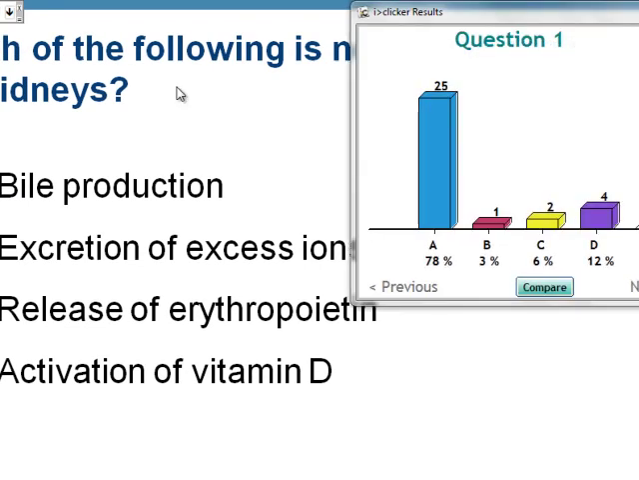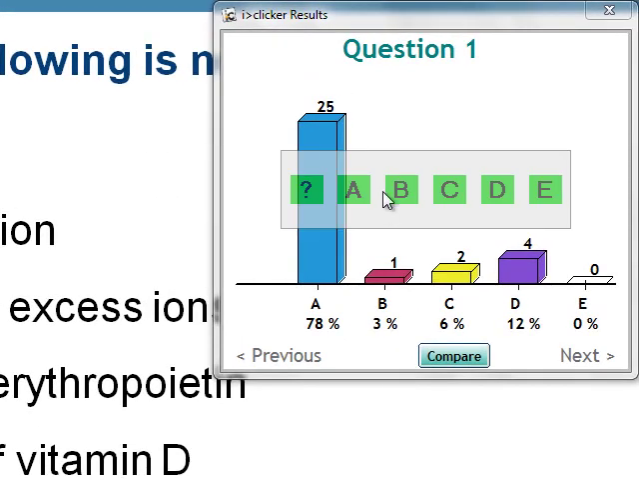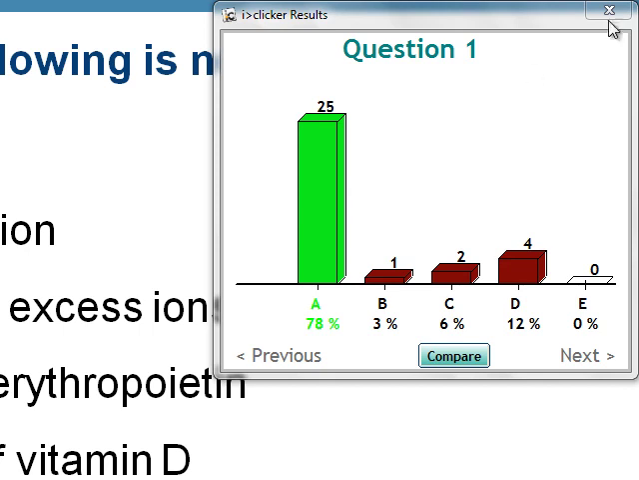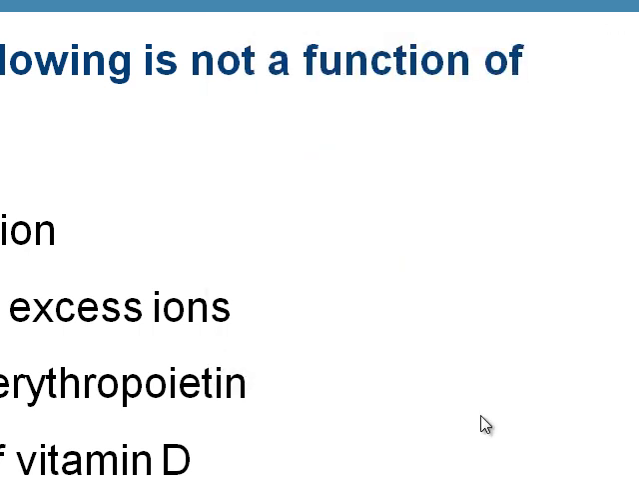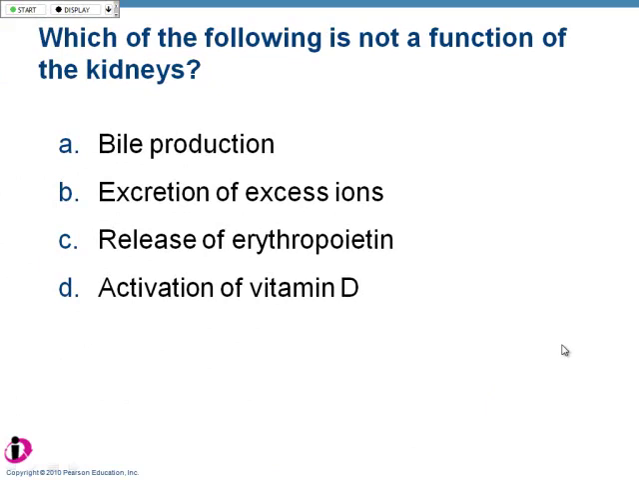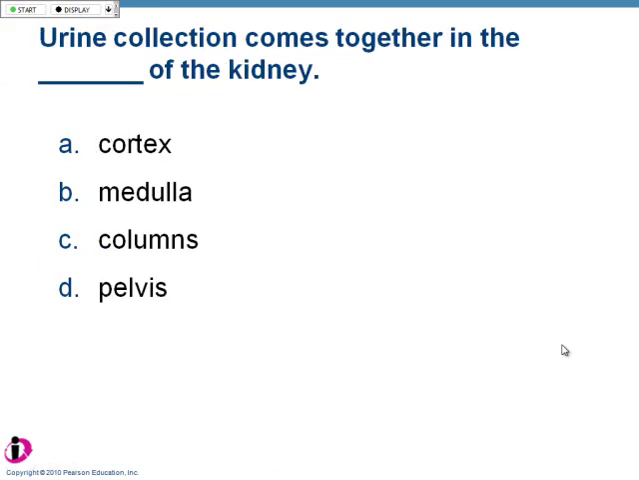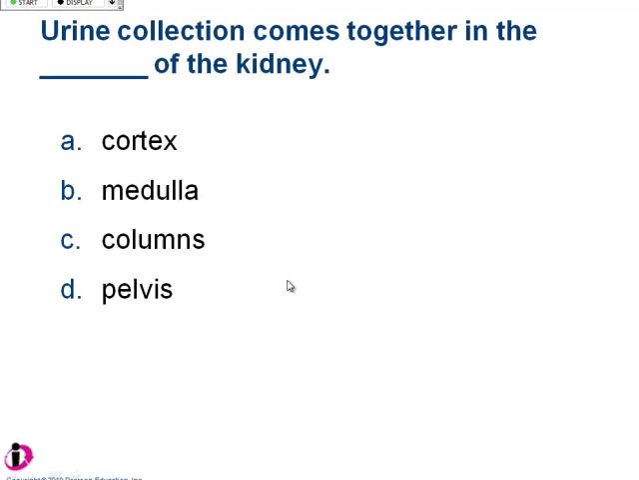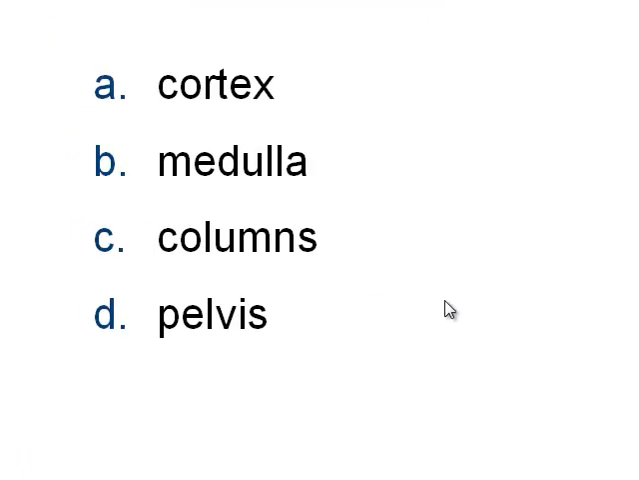A, bile production. Who takes care of that? The liver. Urine collection comes together in the blank of the kidney. A, cortex. B, medulla. C, columns. D, pelvis. So urine comes together in what part of the kidney?